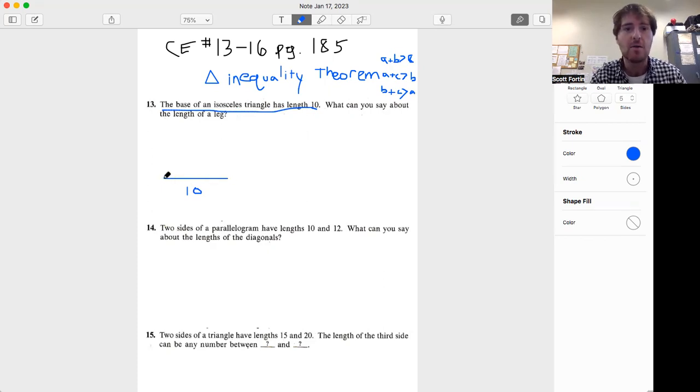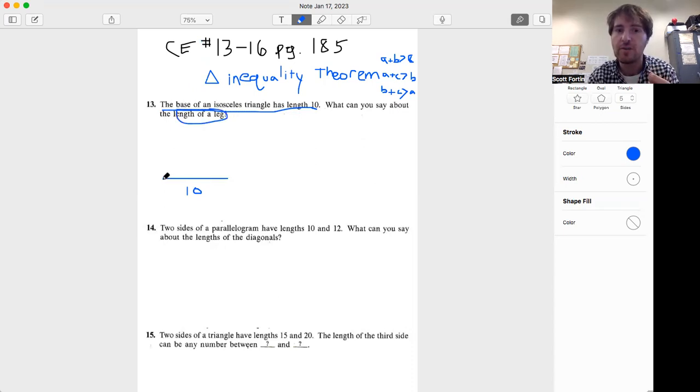I know that, for instance, the lengths of my legs need to be greater than 10, and there's really no limit to this. Remember, in an isosceles triangle I could have some huge legs, right? This could be a leg here, this could be a leg here. I could have legs of like 50 and 50, and that's totally okay. But then as you're drawing this out, you remember that an isosceles triangle has congruent legs, right? The legs are congruent. So I can say something actually specific about the length of the leg here.